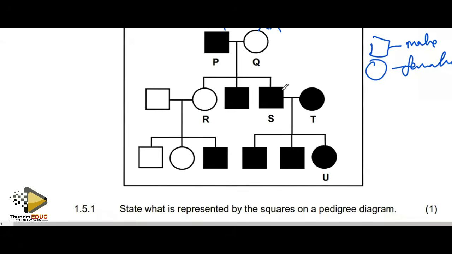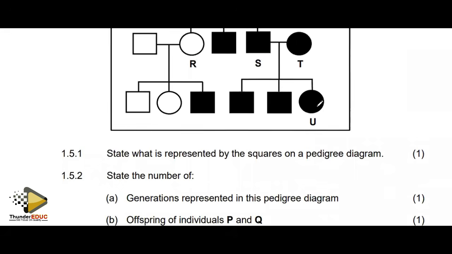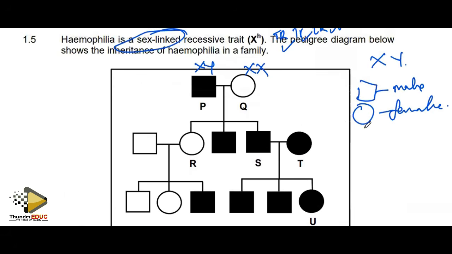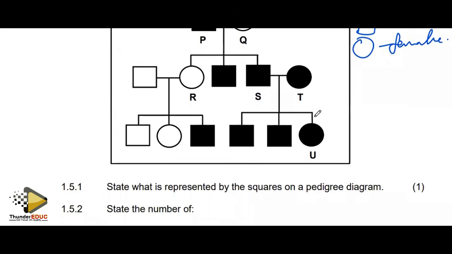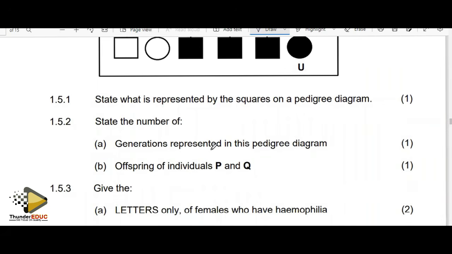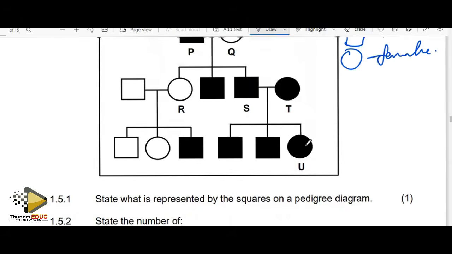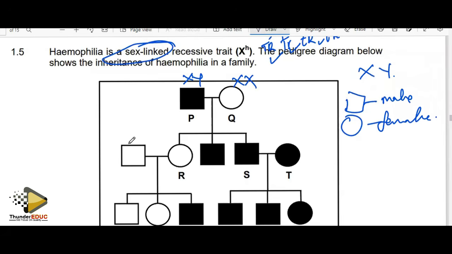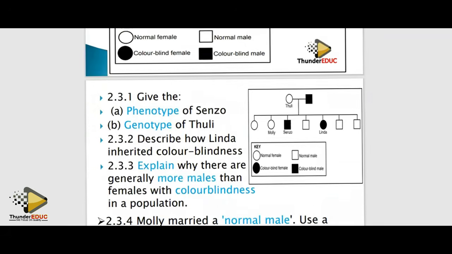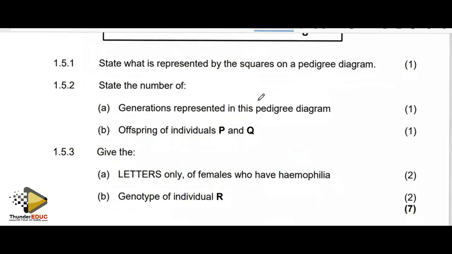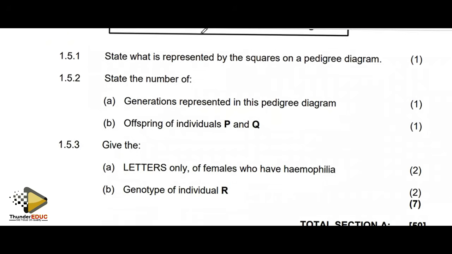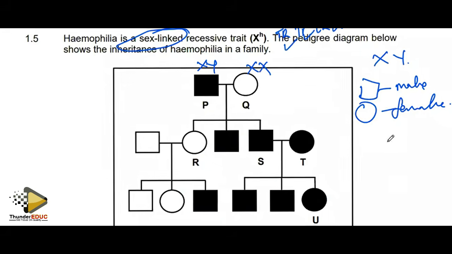All right, let's go back to the question. State what is represented by a square or a box on the pedigree diagram. We have seen that a square is male, while a circle is female. State the number of generations represented in this diagram. You have to count them: 1, 2, 3. Those are 3 generations.